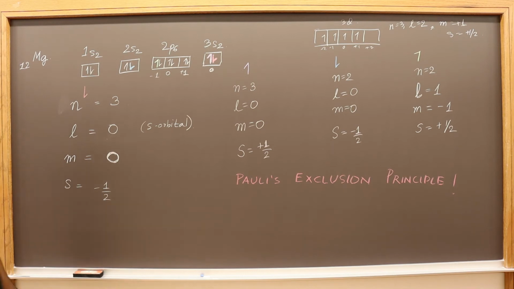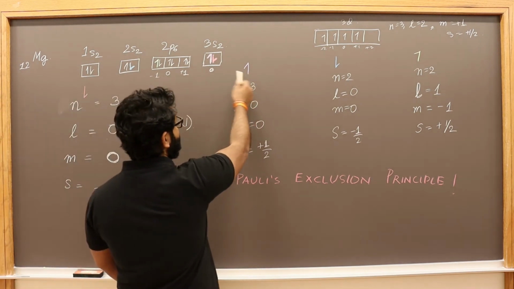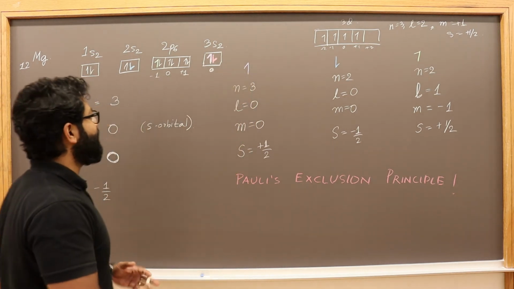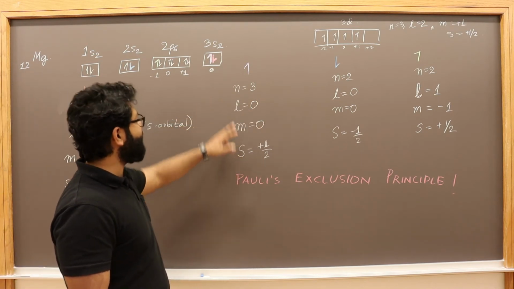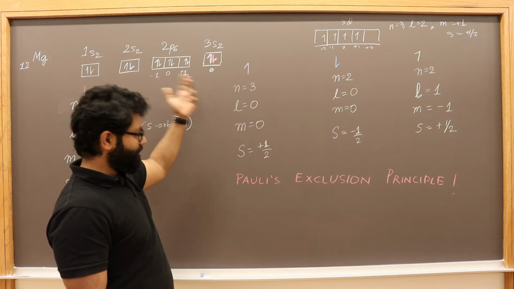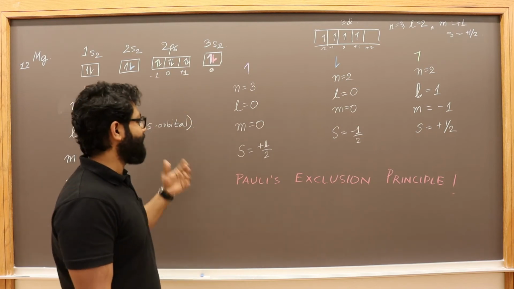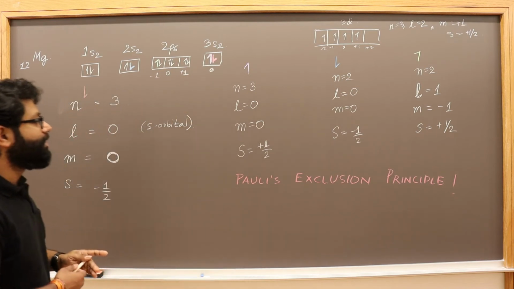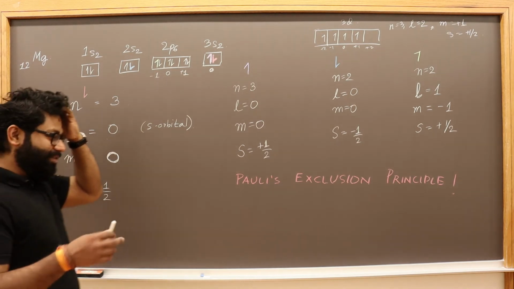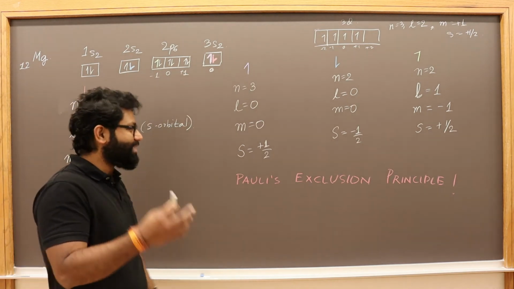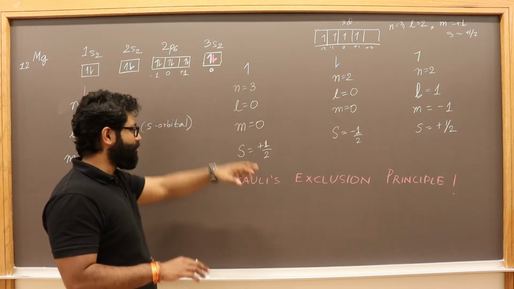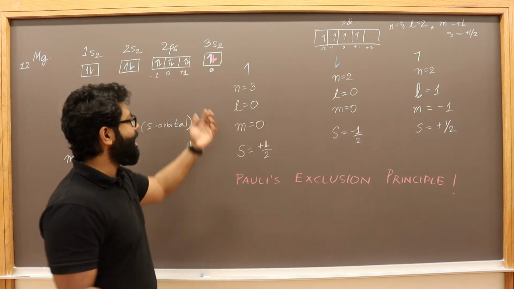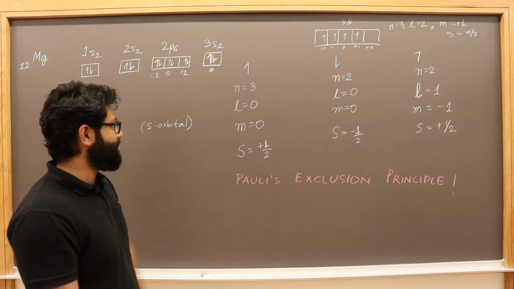Now let's find the 4 quantum numbers of this purple electron. Similarly it goes 3, 0, and 0. In this case, the spin is different: one is clockwise and the other is anti-clockwise, plus half and minus half. Generally the clockwise spin is given minus half and the anti-clockwise is given plus half. But for now, to keep it easier, we are just representing down as minus half and up as plus half, just for simplicity's sake.